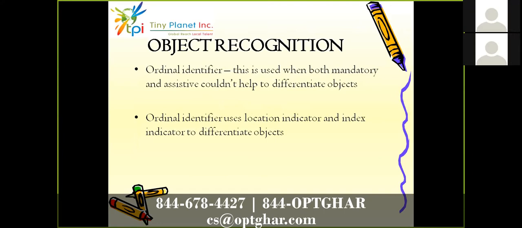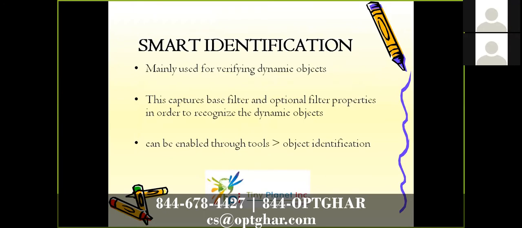Even if the object is not identified using ordinary identifiers, we have one more concept called smart identification. If you want to use this smart identification mechanism, first of all we need to enable smart identification for the type of object we are going to identify. If you want to identify a browser object, we just need to check smart identification for the browser object. And in smart identification, we have two types of object properties: base filter properties and optional filter properties.